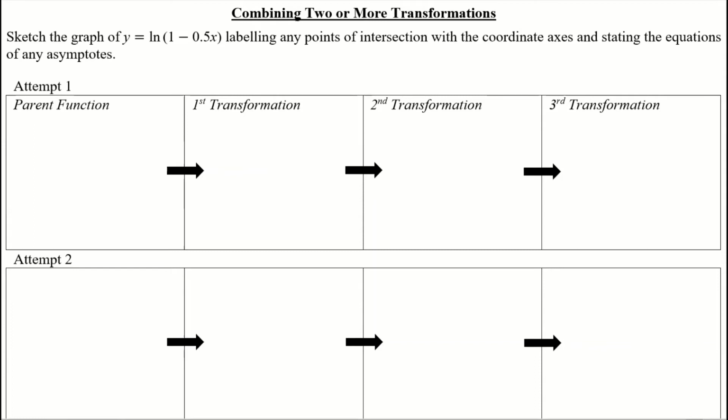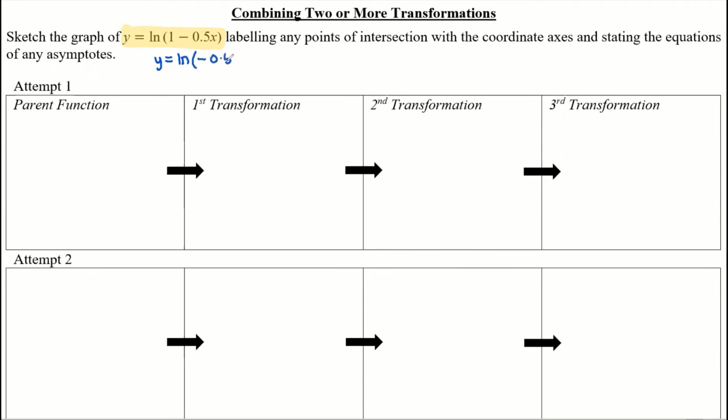What you're asked to do is to sketch this graph, y equals the natural log of 1 subtract 0.5x. And it has to be a reasonably good sketch because I'm asking for points of intersection with the coordinate axes and any asymptotes. Right. Just as a hint before you start, it will perhaps help if you write the function in this way.